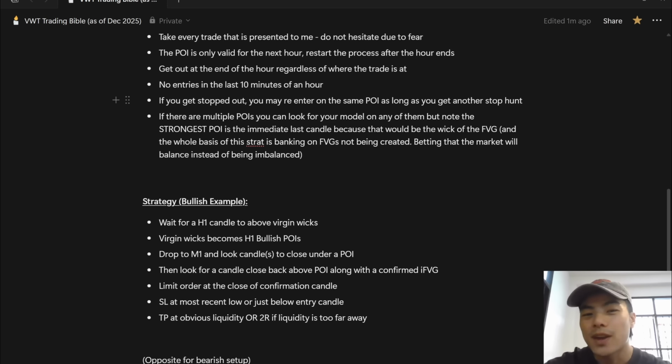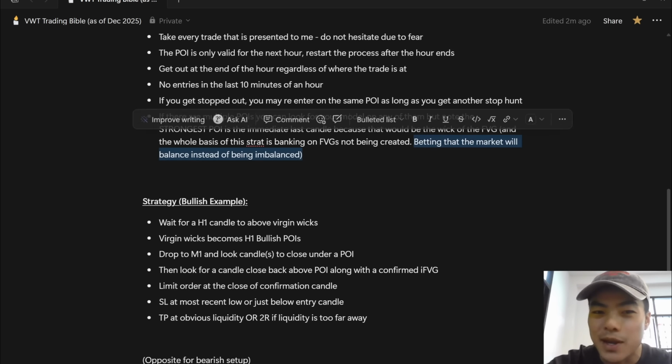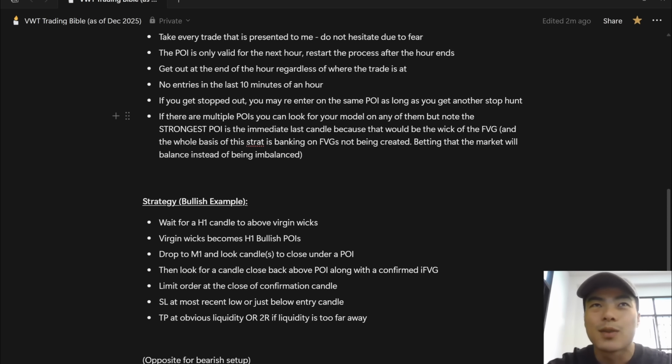If I get stopped out, I can re-enter again on the same point of interest in that same hour, as long as there is another stop hunt. And if there are multiple POIs, you can look for your model on any of them. But the one created from the most recent candle is the strongest because the market wants to close any imbalances. And if that wick was to be left untouched, then that would create a fair value gap, which is an imbalance in the market. Essentially this strategy is just betting that the market will balance price action and not leave any fair value gaps instead of being imbalanced.